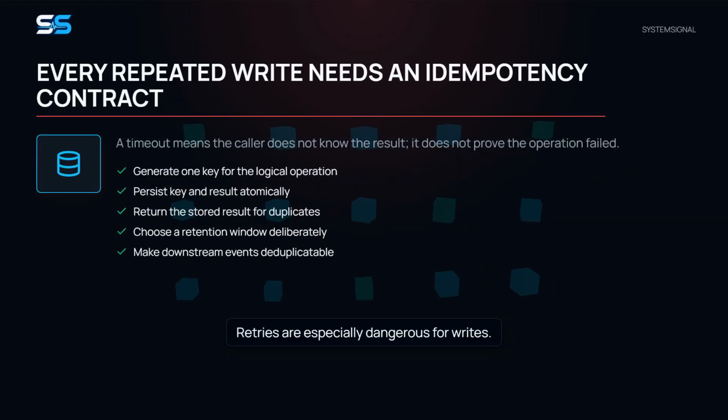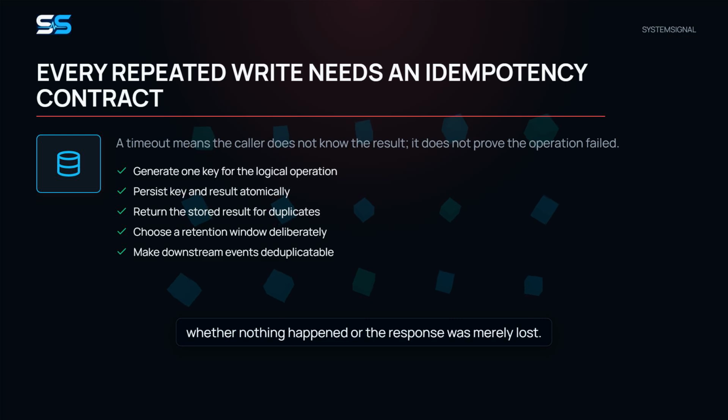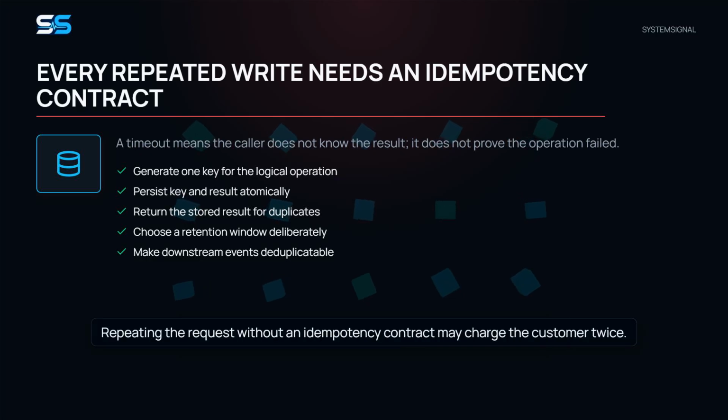Retries are especially dangerous for writes. If a payment request times out after the server commits, the client cannot tell whether nothing happened or the response was merely lost. Repeating the request without an idempotency contract may charge the customer twice.